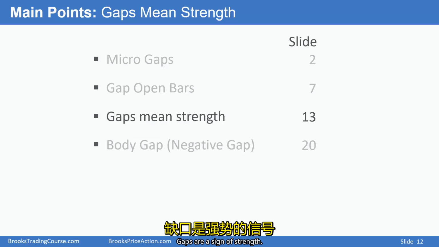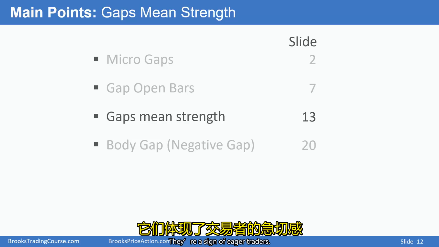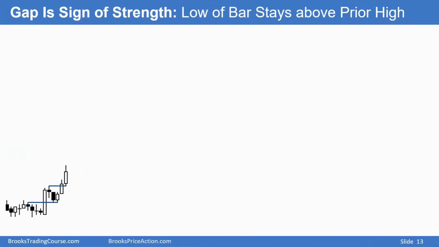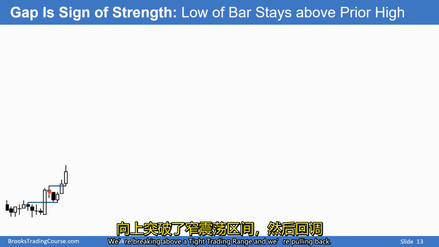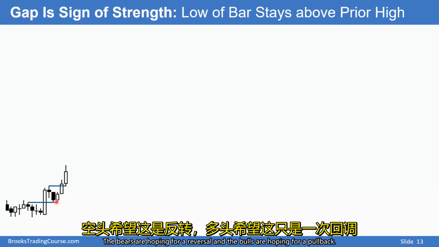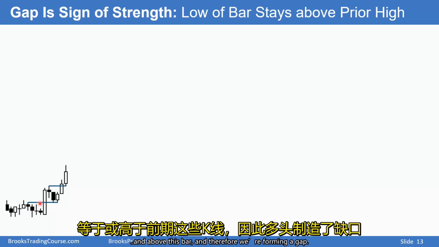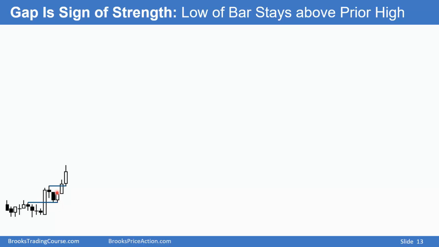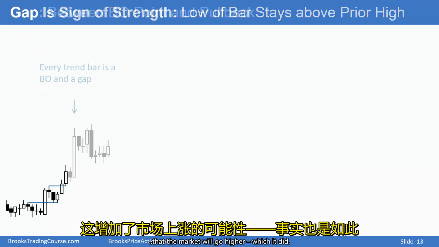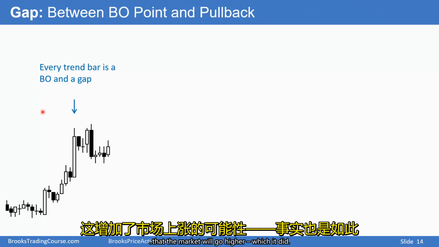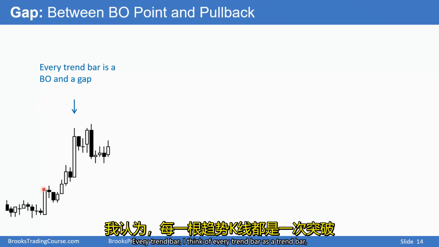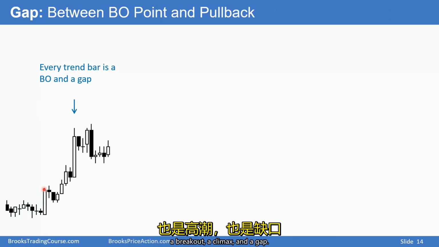Gaps are a sign of strength. They're a sign of eager traders. We're breaking above a tight trading range, and we're pulling back. The bears are hoping for a reversal, and the bulls are hoping for a pullback. And you can see the lows of these bars are at the top of this bear bar and above this bar. And therefore, we're forming a gap. We get a reversal up, it increases the chances that the market will go higher, which it did.